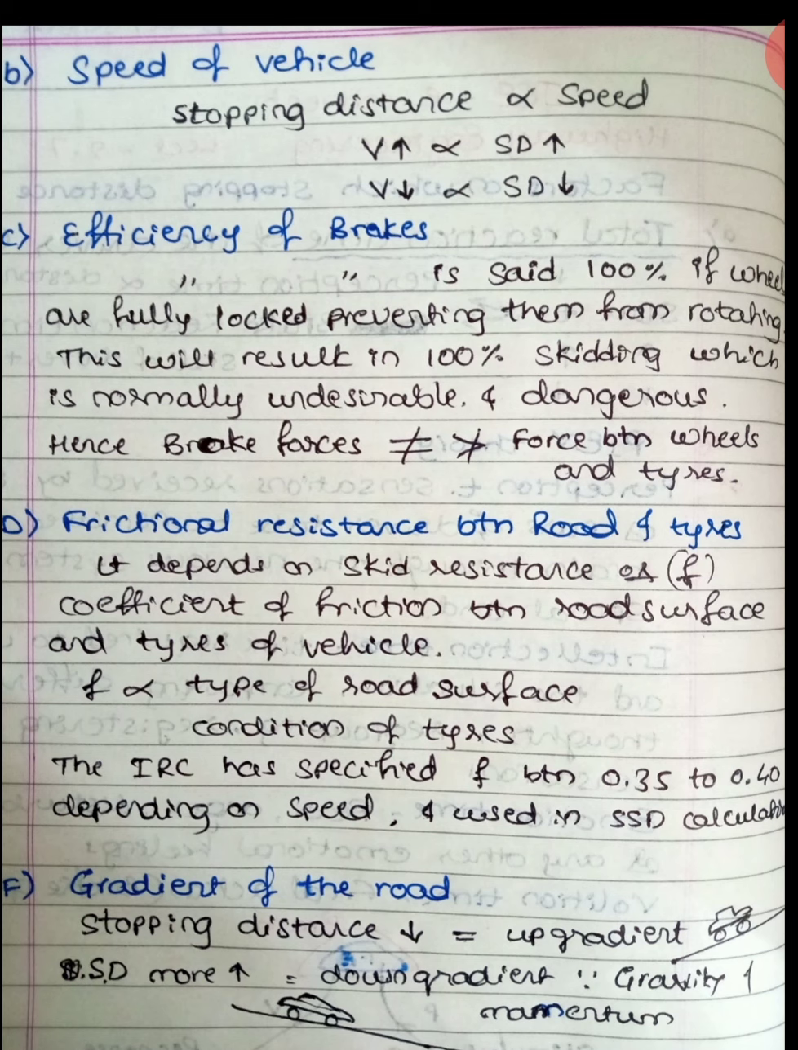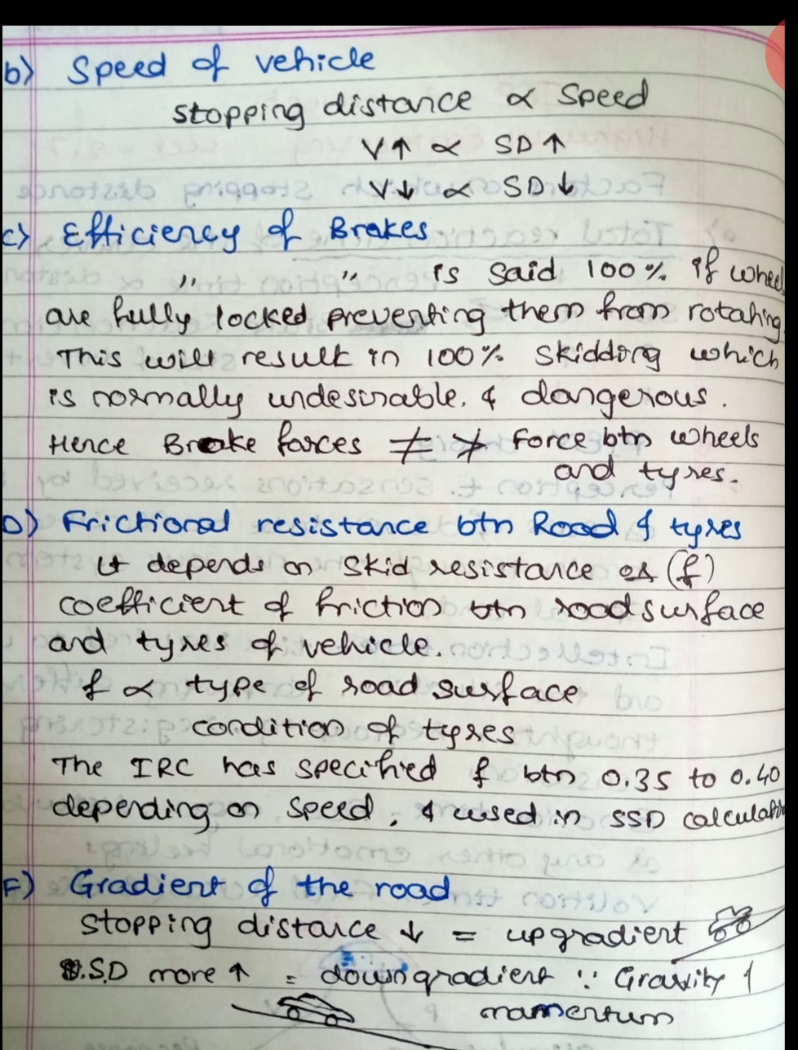IRC recommends this coefficient of friction between 0.35 to 0.4, and it depends on the speed. Higher the speed, lesser is the coefficient of friction, and lesser the speed, higher will be the coefficient of friction. And this f value we are using in calculation of stopping sight distance or overtaking sight distances. They have given a separate table for various speeds of vehicles.